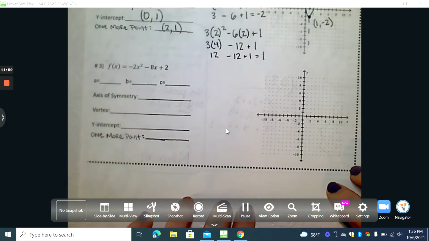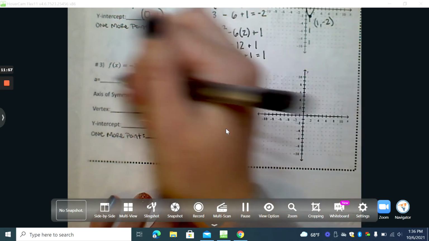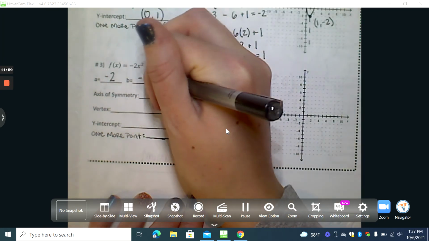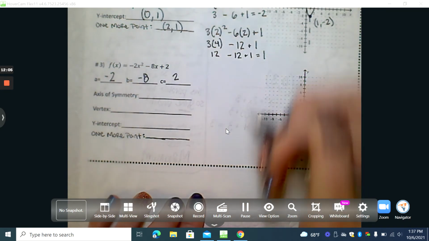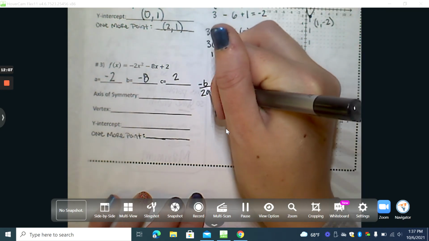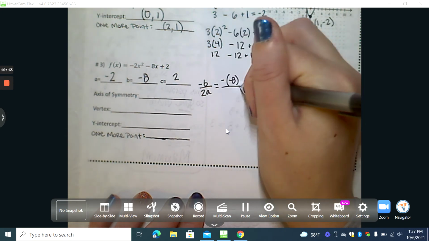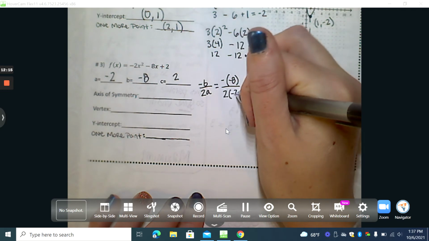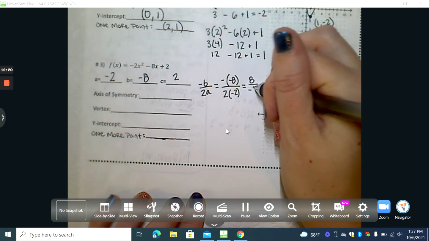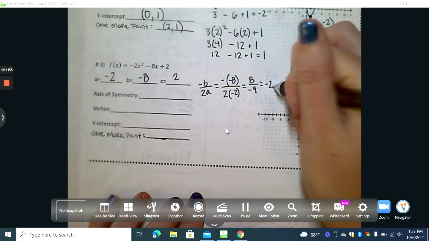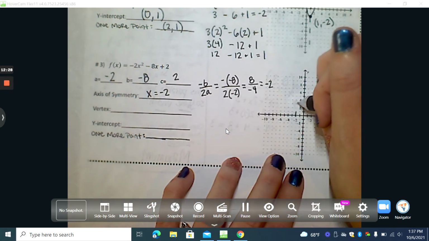Last example, number 3. Go ahead and write down your A, B, and C. It should be negative 2, negative 8, and positive 2. My axis of symmetry is that equation negative b over 2a. So I have negative -8, and 2 times negative 2. So I got a positive 8 on the top and a negative 4 on the bottom. So my answer, 8 divided by negative 4, is negative 2. My axis of symmetry is negative 2.